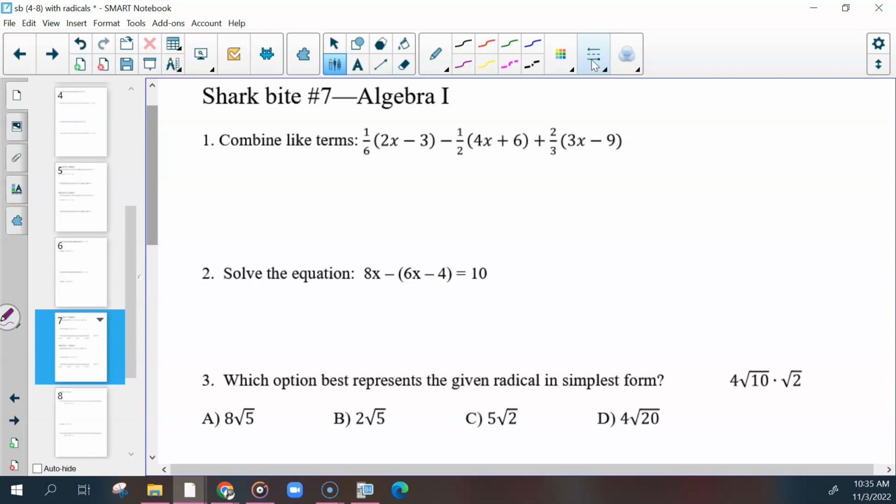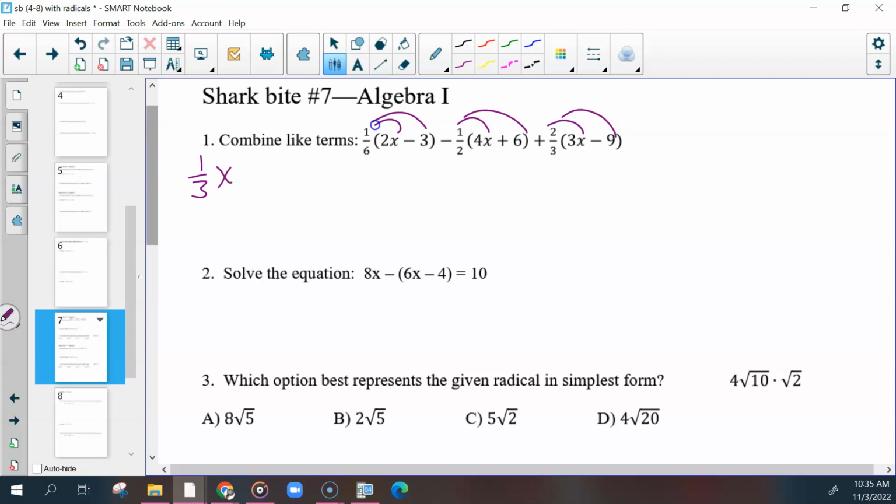With number 1, just like a normal combining like terms, this one just happens to have all fractions. We're going to distribute the fraction to everything. So just be careful, double check your math. Use your calculator if you need to. Here we're multiplying 2 times 1/6. So that would be 2 over 6, or 1/3.